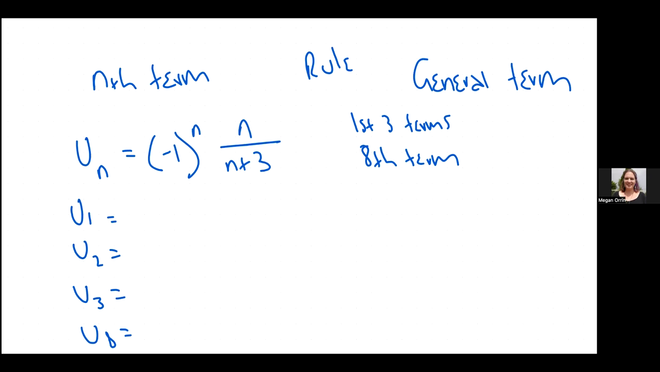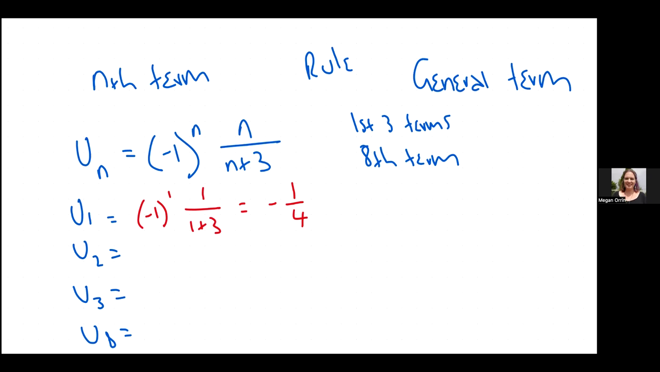All right, have we done that? First term, so that means I've got -1 to the power of 1 times 1 over 1 plus 3. What's -1 to the power of 1? -1. What's 1 over 1 plus 3? 1/4. So what's my answer? Okay, don't change it to decimals. We're working in fractions, we're staying in fractions.